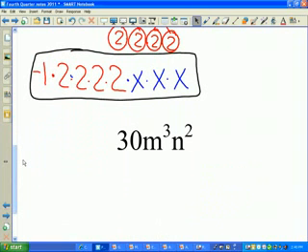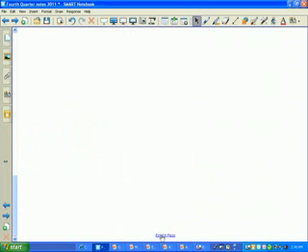Do you see how it's going? So we break down the number, then we just break down the variable. It's just telling me how many times I need to multiply my variable. So let's take a look at this one.